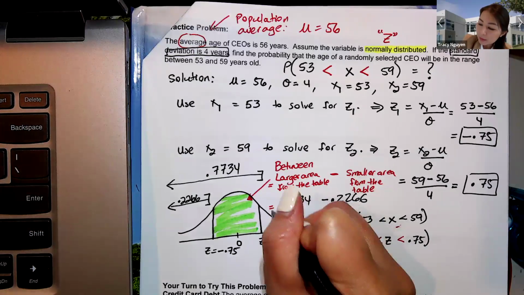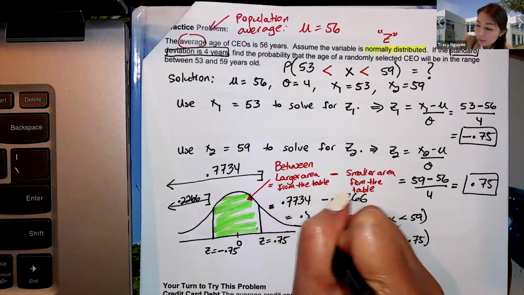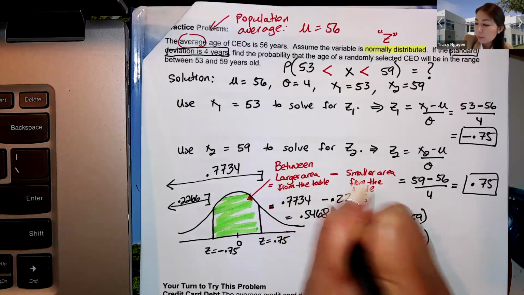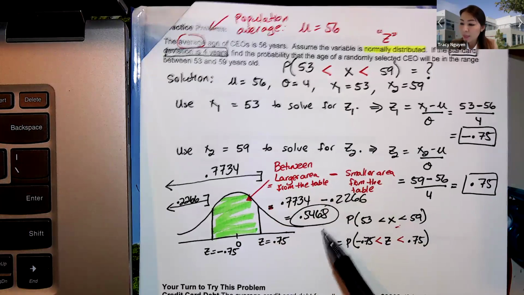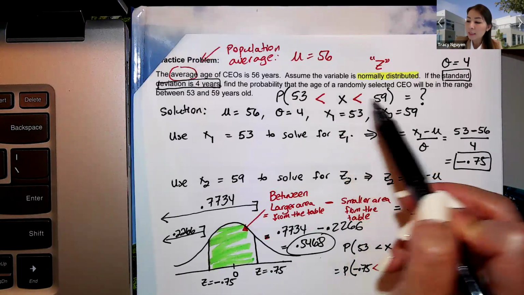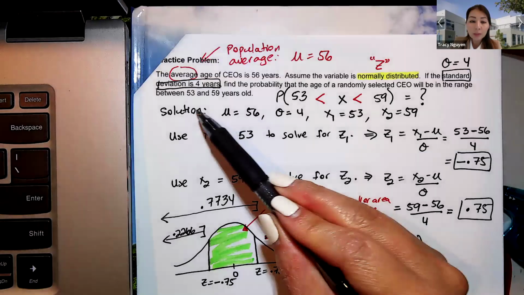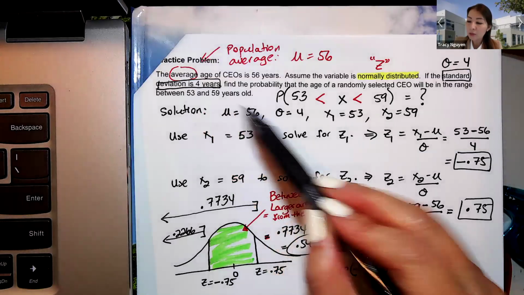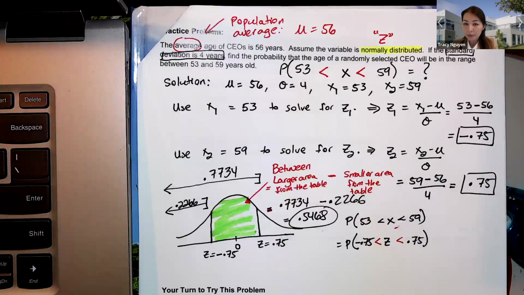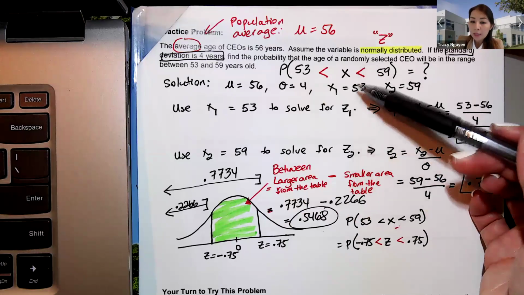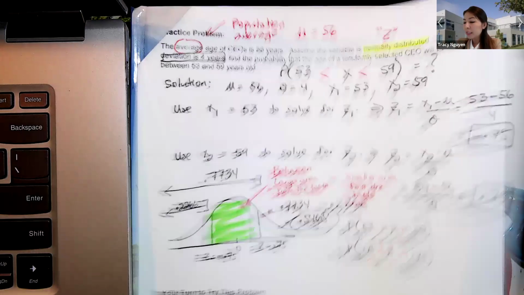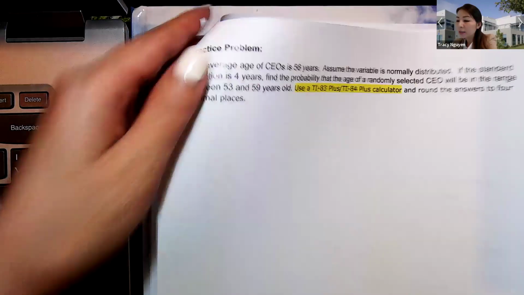So 0.5468, if we wanted to do the interpretation of the result, it's best we put it in percent. So it means that 54.68% of the randomly selected CEOs will be in the range between 53 to 59 years old. So that's the interpretation of our result. Okay, so in this problem, again, we did it by using the standard normal distribution table, solving for z and using the table. Then we'll turn it over to the practice problem.